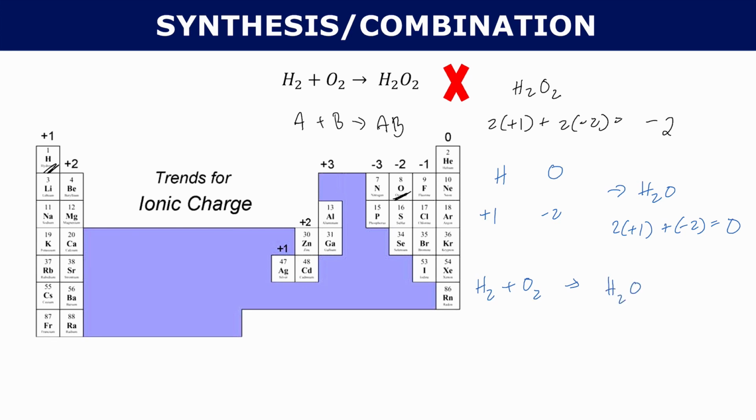Now, the last thing that you have to do with this reaction is balance it, because if you notice, the atoms are not balanced. But that's really simple. You just balance it, and you get that 2 hydrogens are reacting with oxygen to produce water.